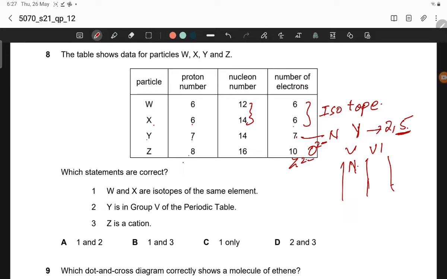W and X are isotopes of the element. It is correct. Y is in group 5 of the periodic table. It is also correct. Z is a cation? No, it is not a cation. It is an anion. So options 1 and 2. Yes, A option is correct.